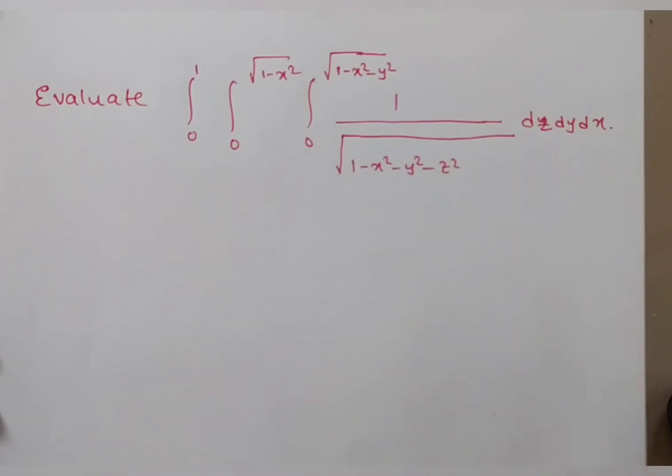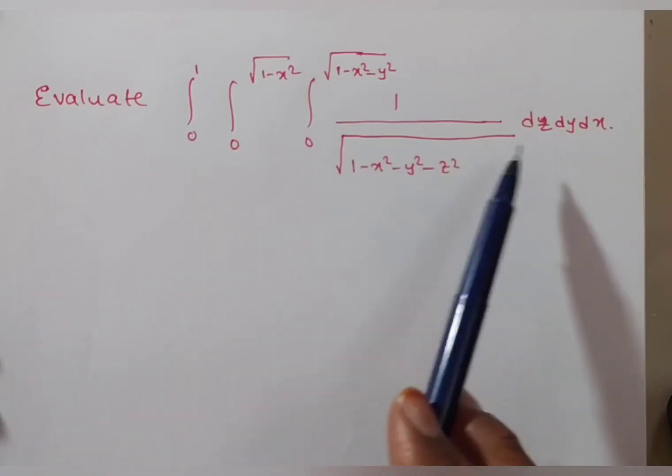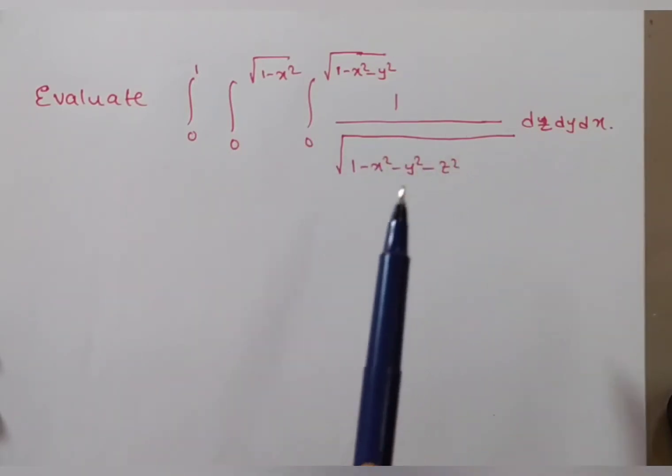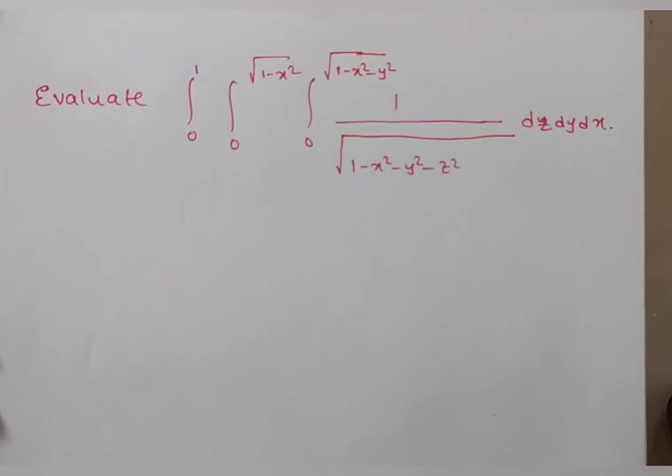Here the integrand is 1 by square root of 1 minus x square minus y square minus z square, dz dy dx. So by observation, you can say we are doing integration with respect to x, y, z, so the problem belongs to triple integral. Friends, this problem you can solve in two methods. One is in Cartesian coordinates. Directly we can do like this.